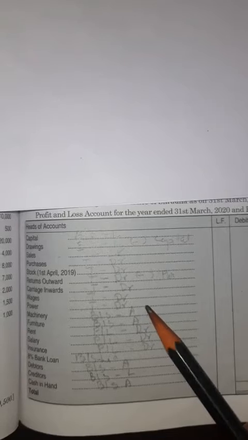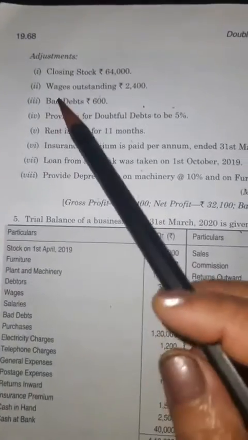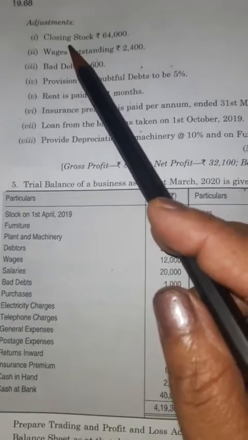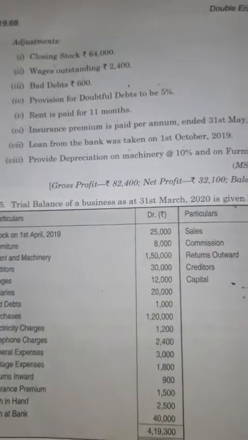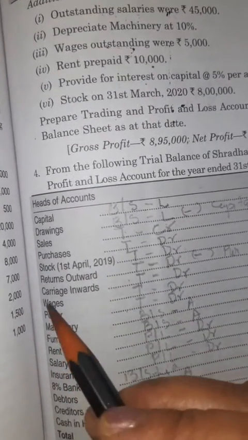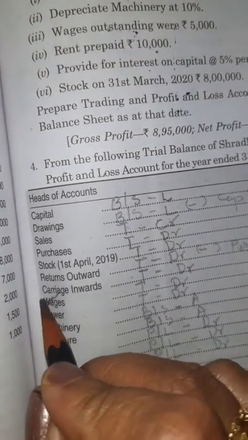The next thing you have to tick mark is from the adjustments. You have to note down which adjustments are there, and from that you have to tick mark the items of the trial balance. So if you turn the page, you can find closing stock, so that item will not be there in your trading account. Next is wages, so I can tick mark the item which has an adjustment, that is wages, so I can put a tick mark on this wages.